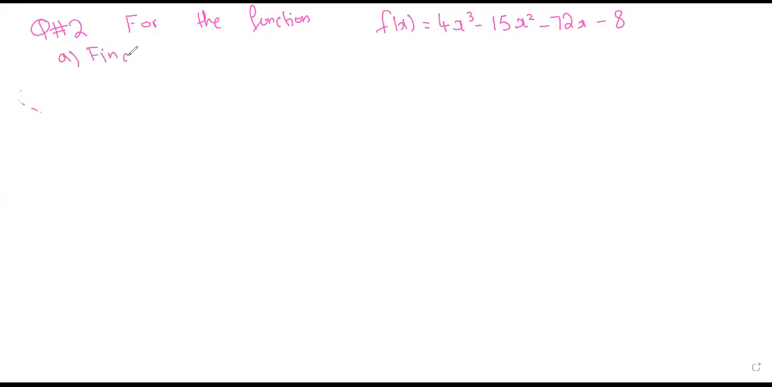So this time around, question number 2 says, for the function f of x equals 4x cubed minus 15x squared minus 72x minus 8, part A says, find f dash of x.